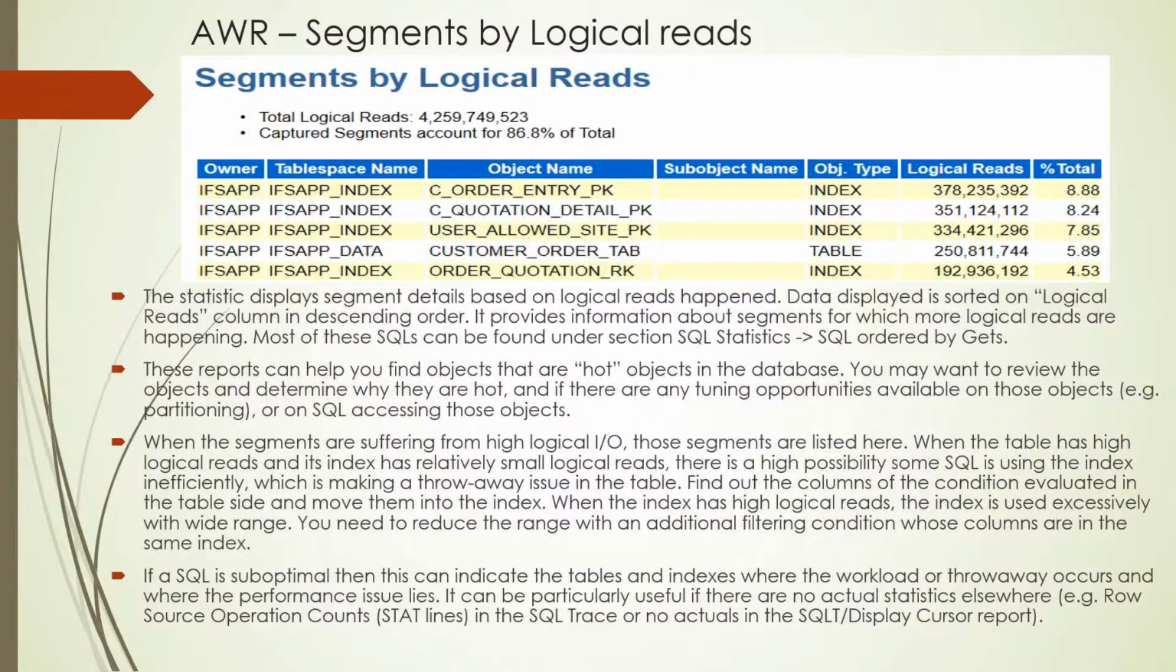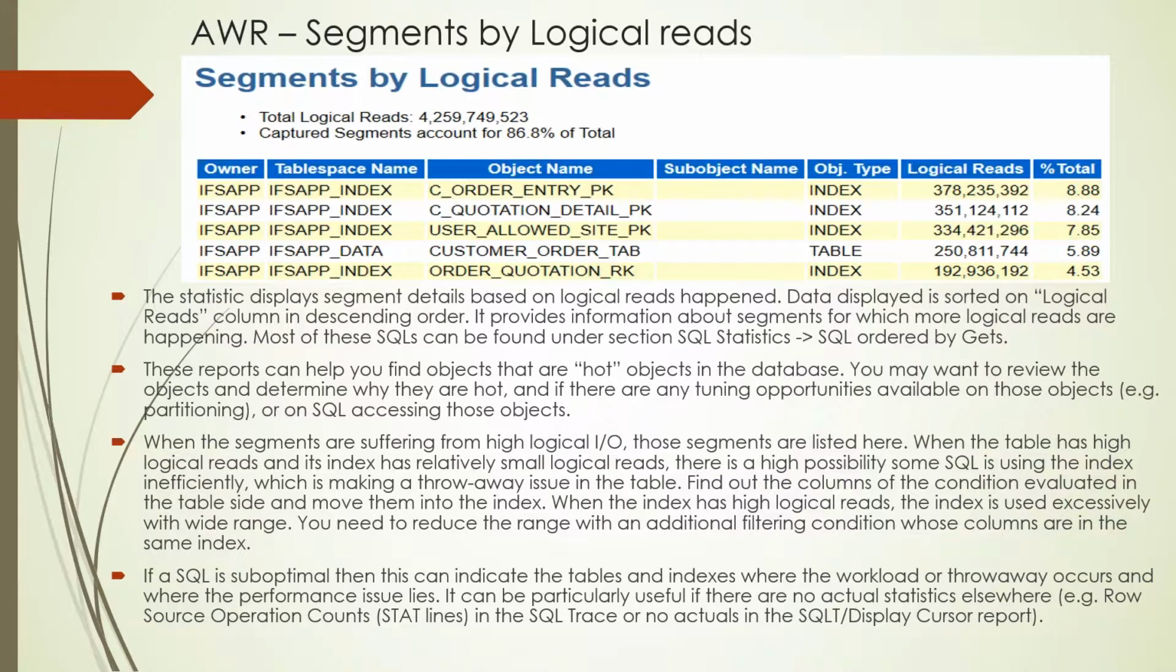Next, segments by logical reads. This is something we already discussed in the upper section. If you are finding queries which are taking high logical reads, you should come to this section and find out which segment they belong to. These details are based on the logical reads that happen. The data is sorted on the logical reads column, and most of the SQLs can be found under the SQL statistics section, SQL ordered by gets. We already saw that in the above slides.